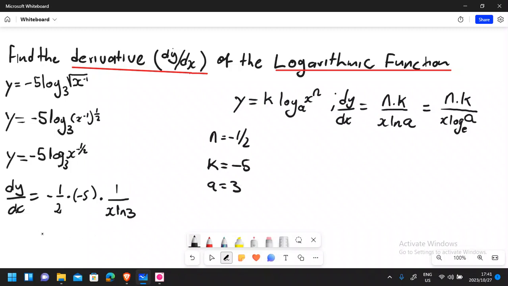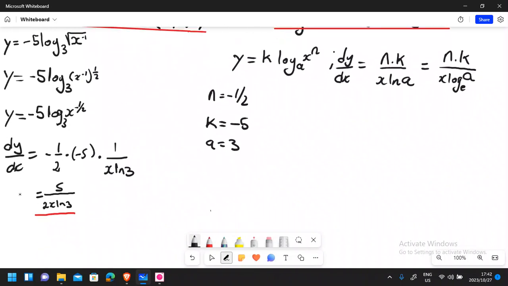Now let's continue here. We can multiply, so we have 1 multiplied by -1 multiplied by 5 multiplied by 1, which is going to be +5, divided by 2 multiplied by x multiplied by natural log 3. This gives us 2x natural log 3. Remember guys, this is the answer, but you can continue. Let me underline it with the red line, and not forget to write dy over dx here.